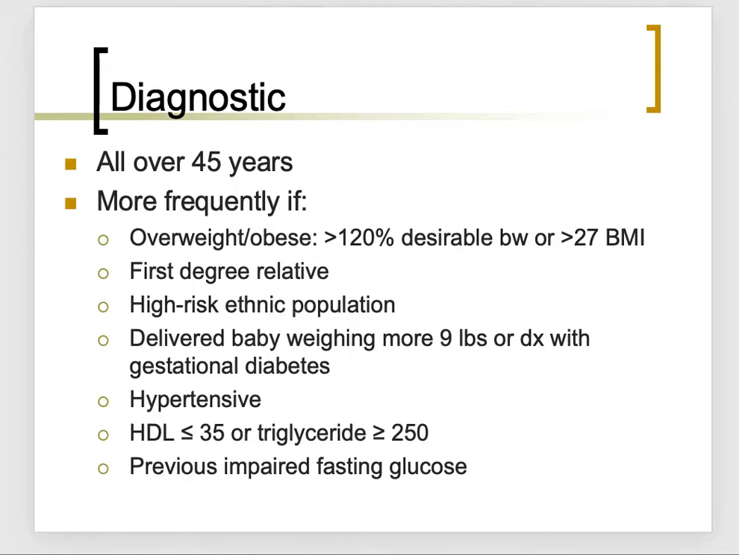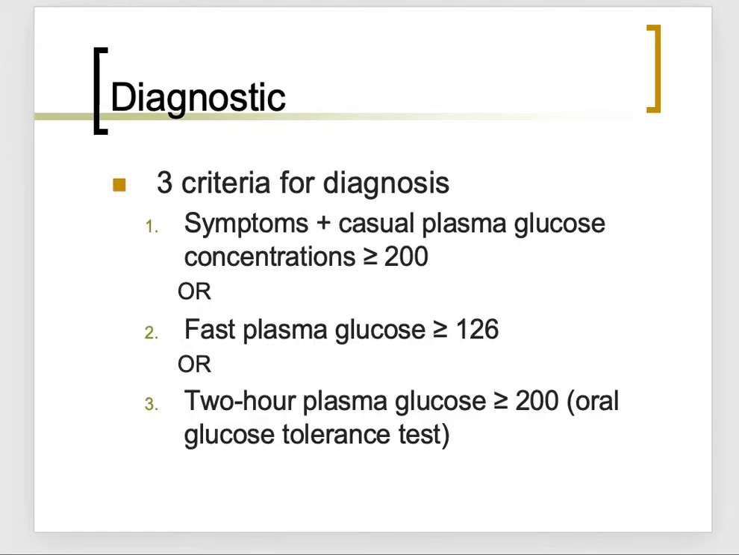Blood pressure levels, there's a big link between hypertensive patients and diabetes, low HDL levels, high triglyceride levels, or previous impaired fasting glucose levels. So the American Diabetes Association is recommending that everyone over 45 be screened frequently for diabetes. So the diagnostic criteria, right? We know the casual, it's defined as any time of the day without regard to time of the last meal.